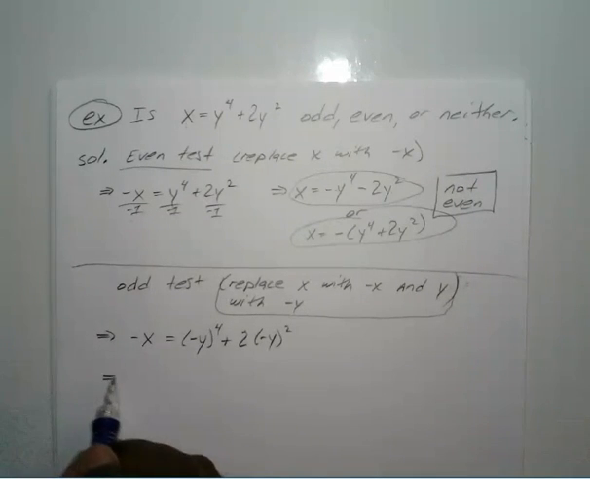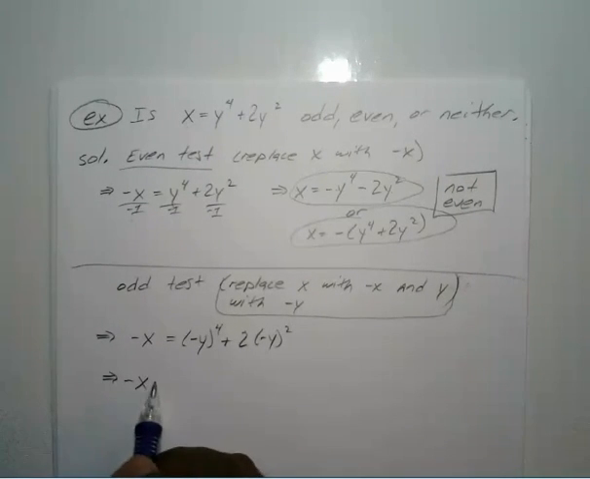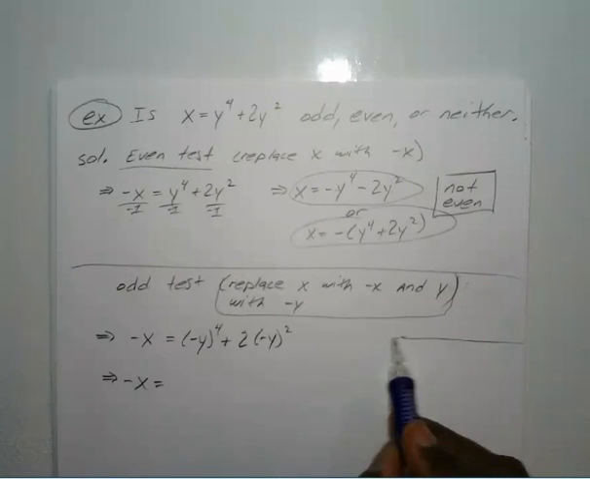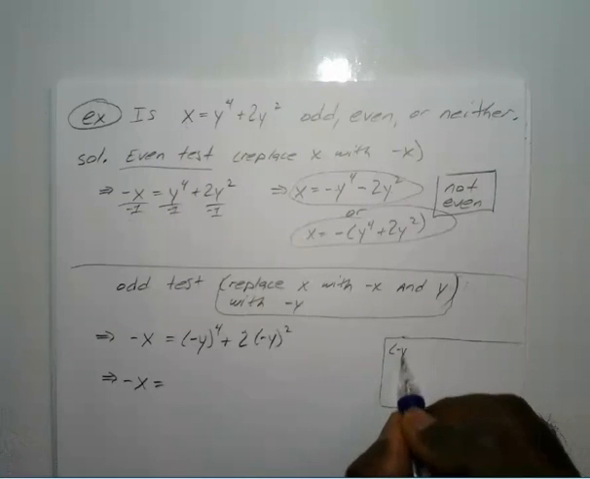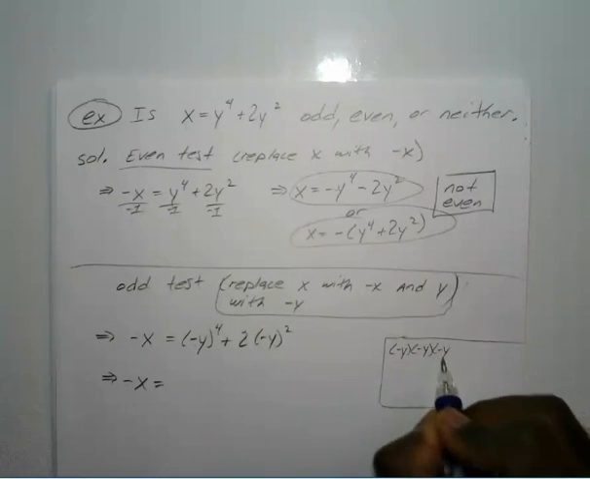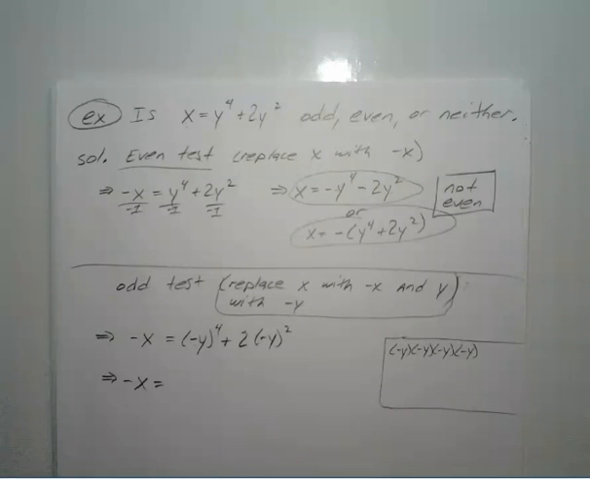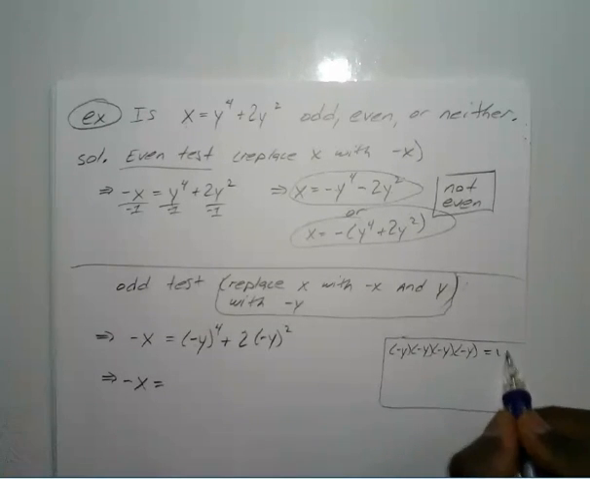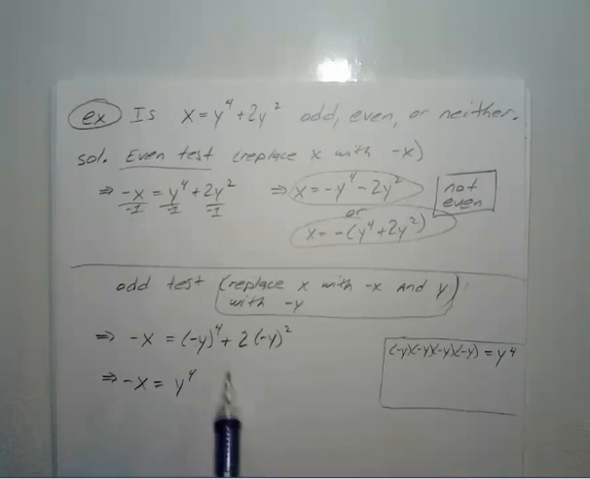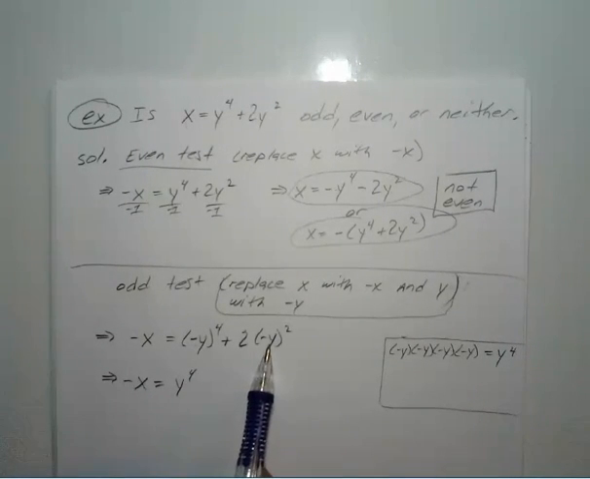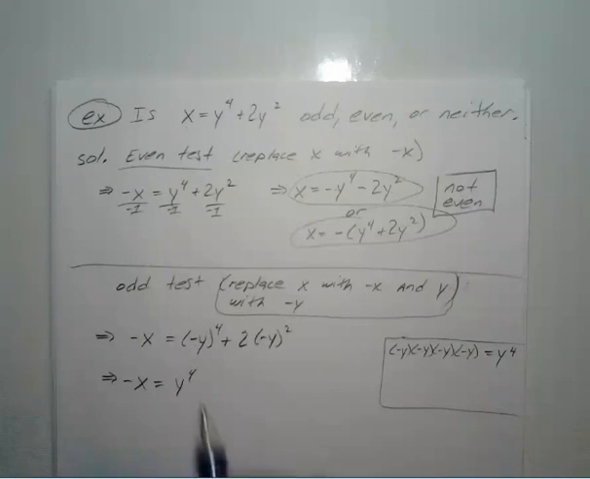Okay, so that gives us, if we decide to simplify it, negative x equals, and we kind of put on the side, negative y to the fourth power, and that's negative y times negative y times negative y times negative y. Negative times negative is positive, that positive times negative is negative, negative times negative is positive. So you end up with just y to the fourth power. Same thing here, if you have negative y times negative y, that's just positive y squared. So it's plus 2y squared.